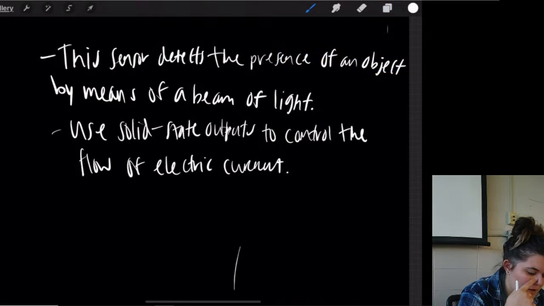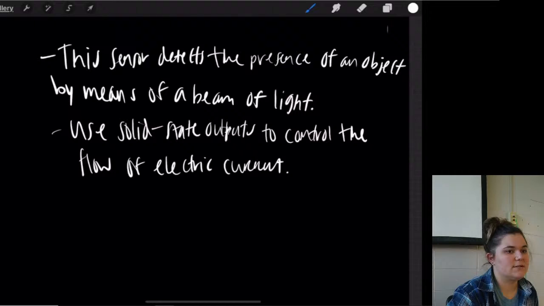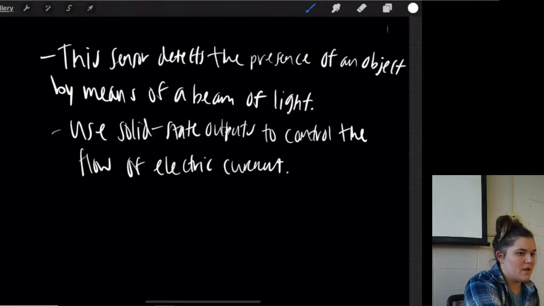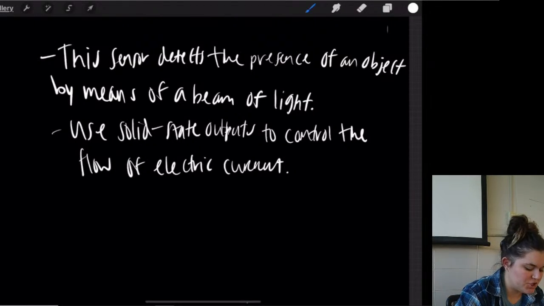This sensor detects the presence of an object by means of a beam of light. So it uses solid-state outputs to control the flow of an electric current. So, kind of like your backup camera on your car. You know, that would use that because it's just a sensor of that light bouncing off of that object and how fast it's bouncing back to the sensor, and that lets you know how close you're getting. But to me, that's pretty neat that it's in devices like our car, you know, machines like our car.